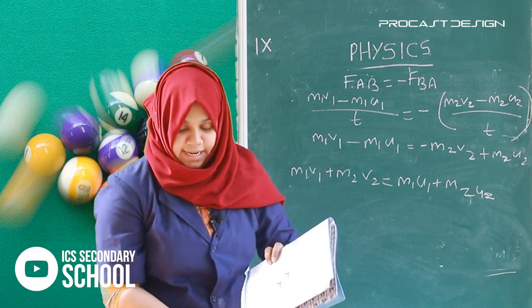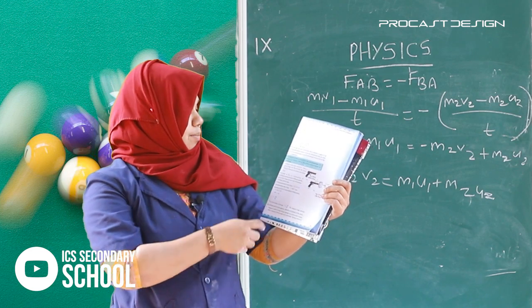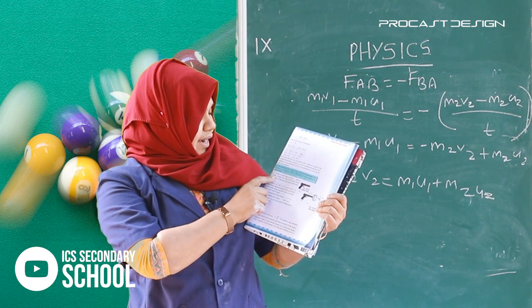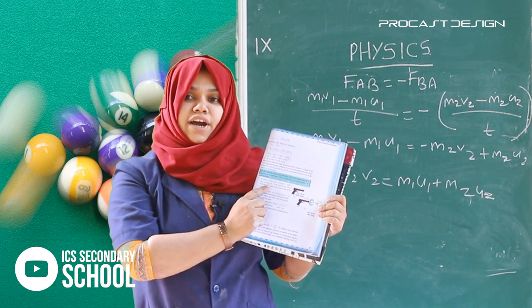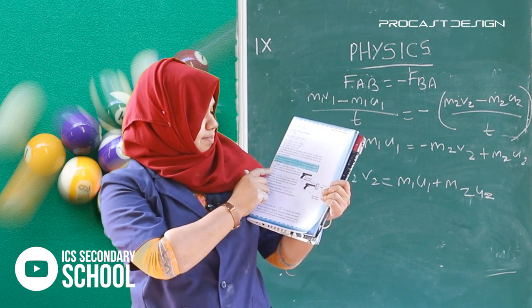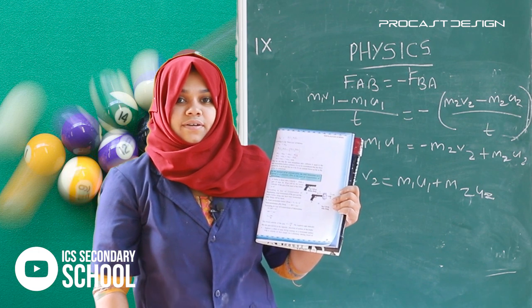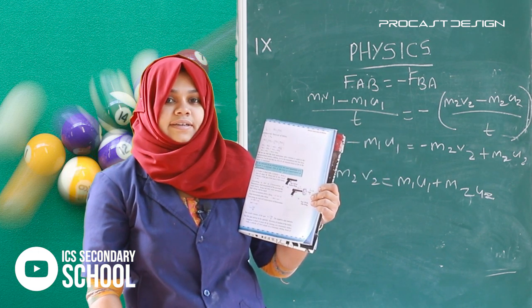Next, you can see that there is another problem. A bullet is fired with velocity v from a gun of mass M. What will be the recoil velocity of the gun? We want to find out the recoil velocity of the gun.